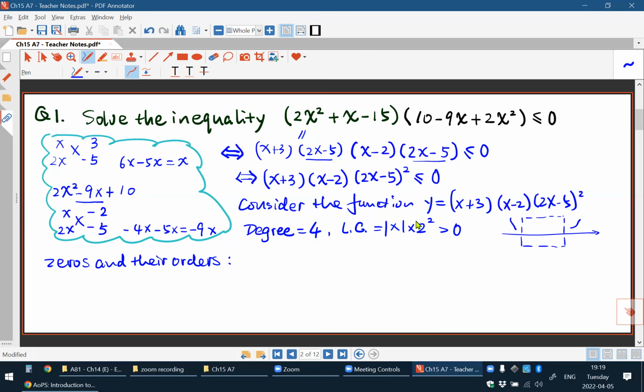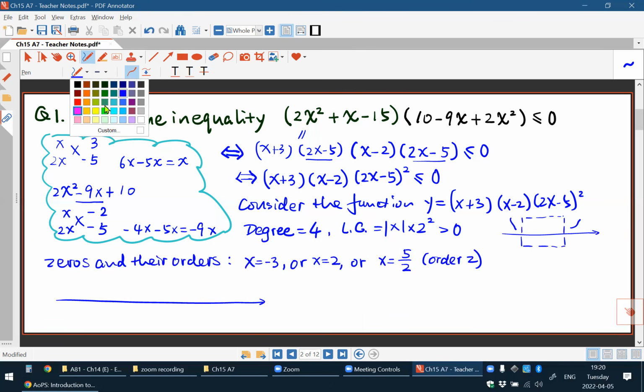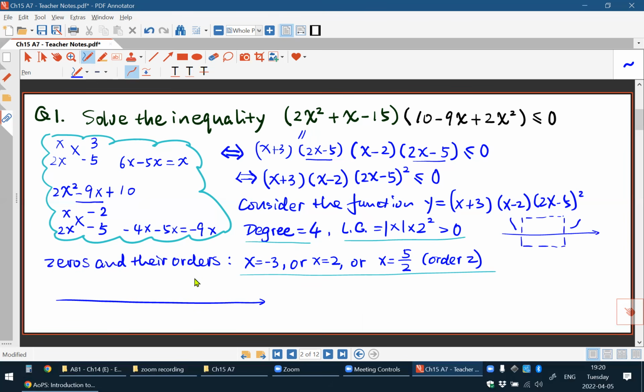Okay, so to find zeros, let y be 0, right? If y is 0, we can have x is negative 3 with order 1, or we can also have x equals 2 with order 1, or we can have x equals 5/2 with order 2, right? Because this factor has been repeated twice. So this zero will have order 2. Then based on this information here, we can sketch a graph of this polynomial function.